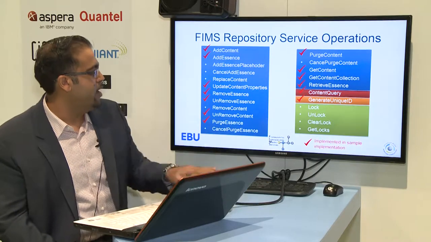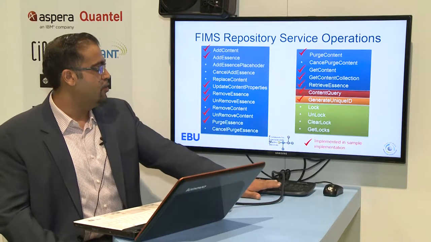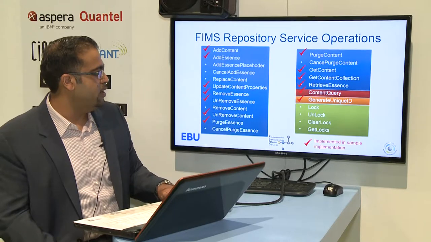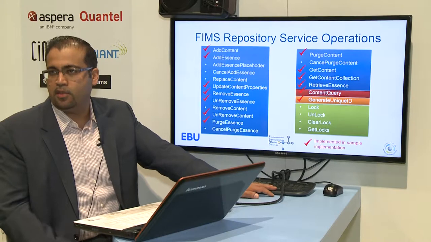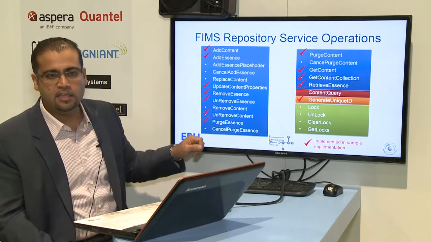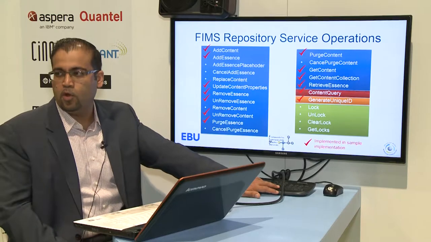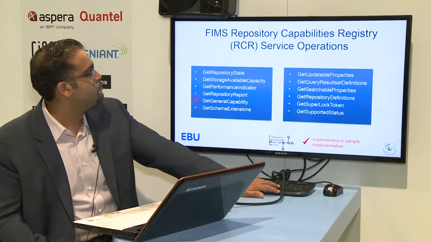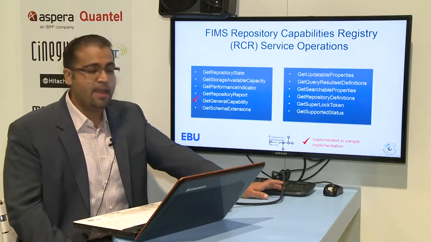So everything over here is demonstrating the different methods that are available within the repository, within FIMS 1.1. The checkmark next to the operations over here identifies what methods are being executed as part of the implementation that I'll be demonstrating. The one check mark over here, the remove content, is part of the demonstration. It's not shown on this diagram over here, but it is, and we'll go through that as well. So if we keep going over here, within the RCR, the method that we are going to be exercising is going to be the get general capabilities.